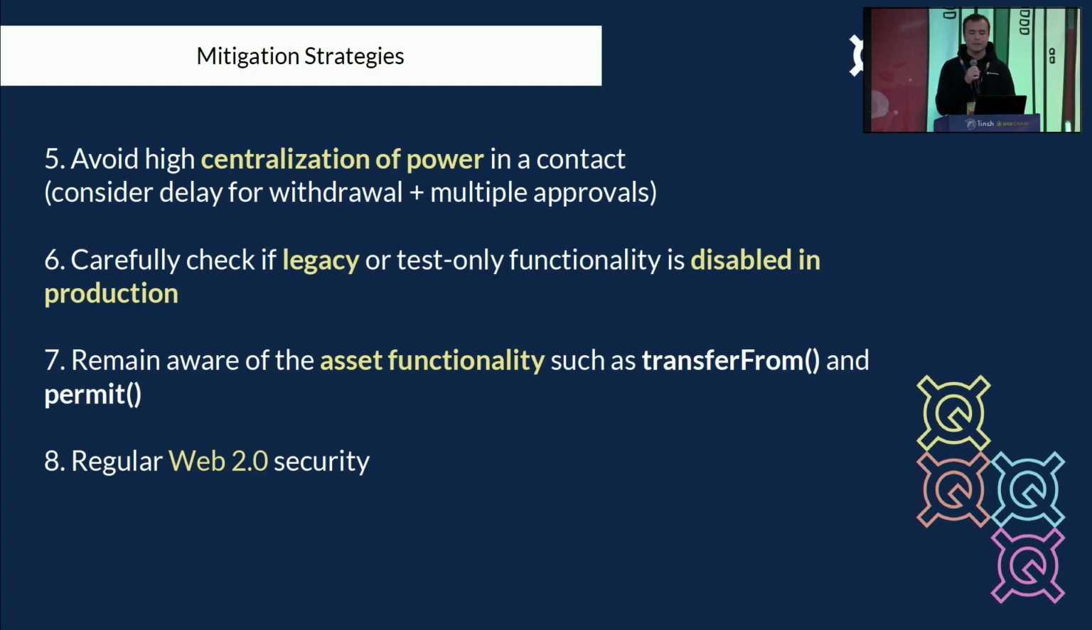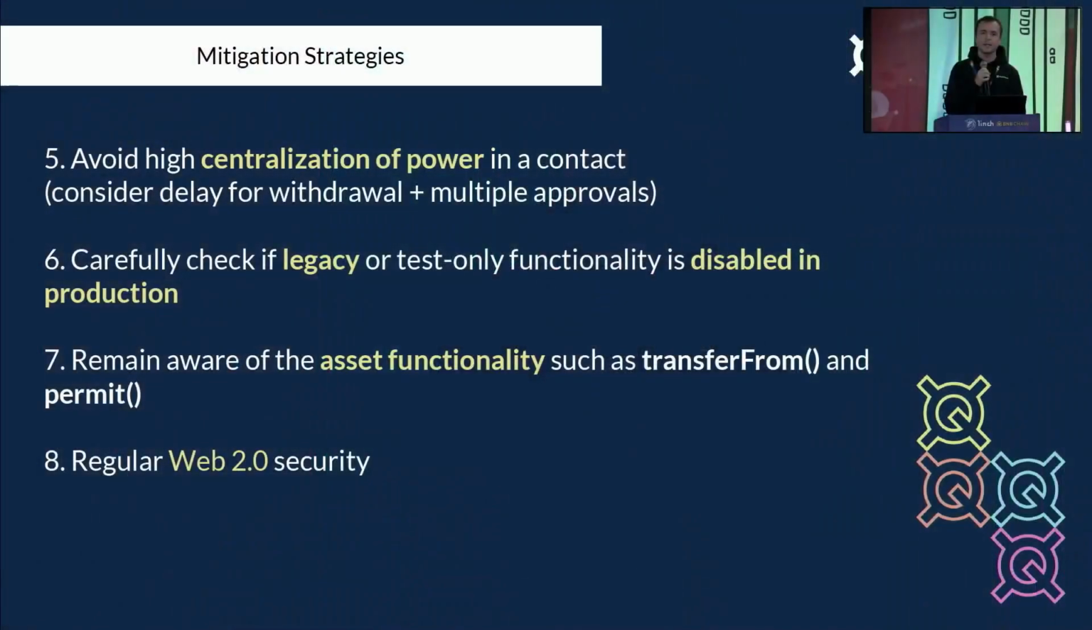Number 6 here is carefully checking if legacy or test-only functionality is disabled in the production system. This is more related to general best coding and deployment practices, not necessarily related to smart contracts or to blockchain applications. However, in blockchain applications, this becomes particularly important because you can't always upgrade the code and disable that functionality. And it's always very difficult to track if some part of the code was executed without you knowing that.